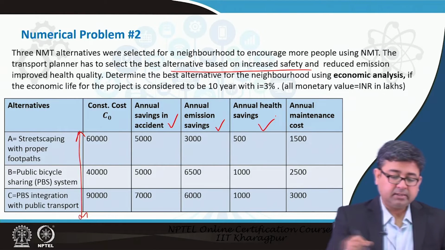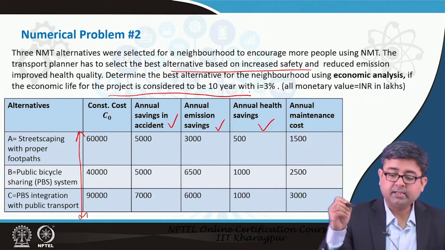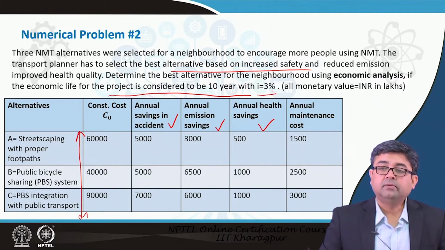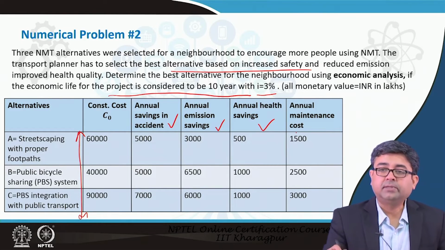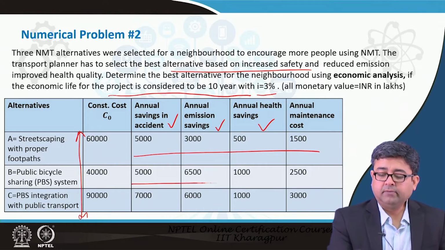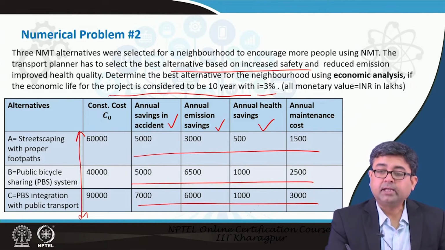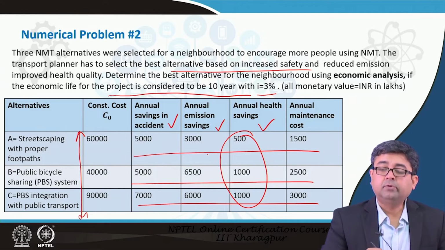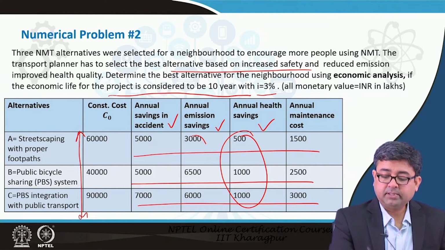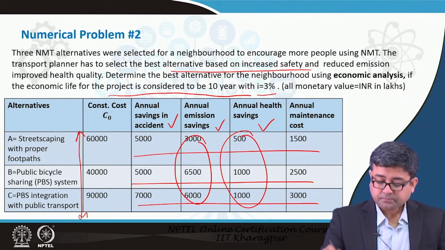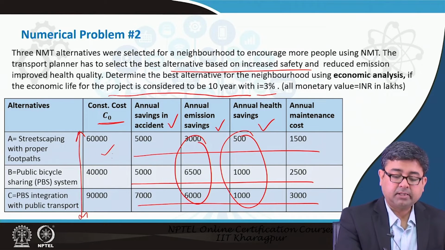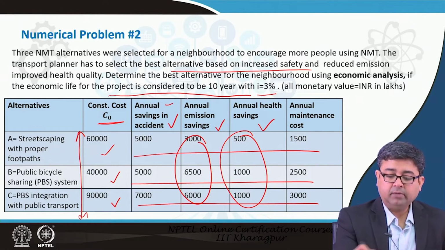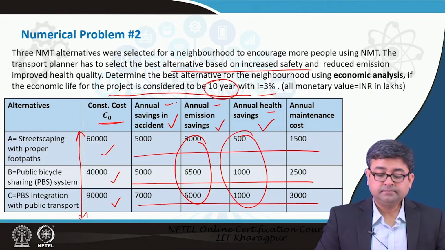And it is also said that the economic life of the project is considered to be 10 years with an interest rate of 3%. So, all of these terms, for simplicity's sake, are already converted into monetary terms. However, it will take some effort if you are doing it for the first time to convert health savings and emission savings into monetary terms. So, what we see here is there is always an upfront cost of constructing these things, and then these are annual costs. So, these are annual over 10 years, and we have to calculate this.